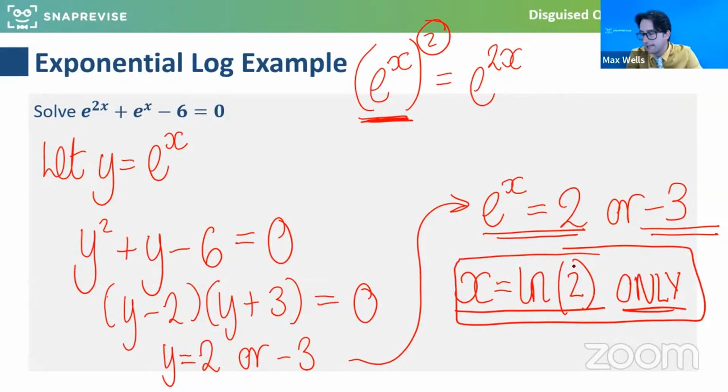Excellent. We can't take log of a negative number. E to the x can never be negative. And if you know what the e to the x graph looks like, an exponential graph, it has an asymptote at 0. So that graph isn't defined below 0. That's not in its range.